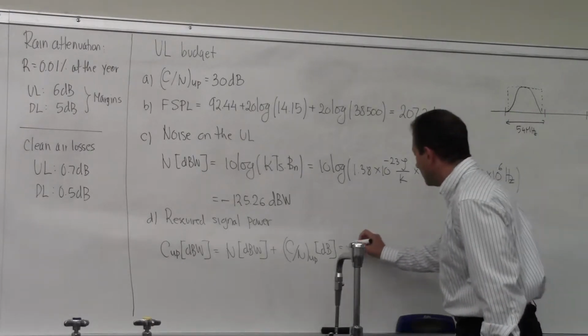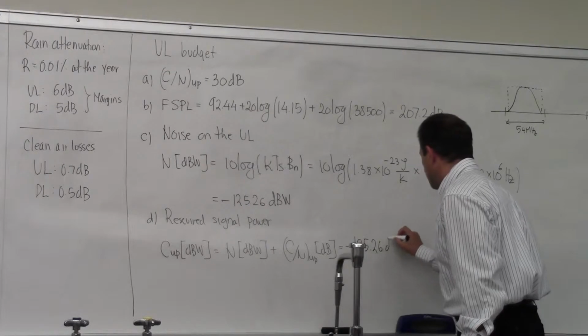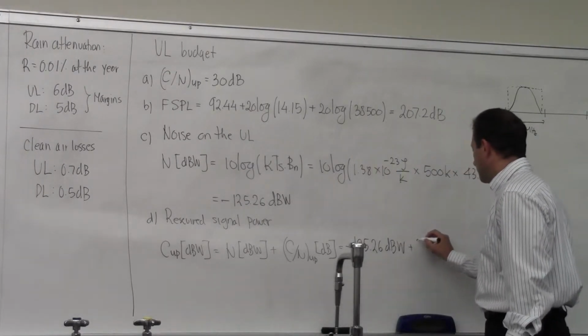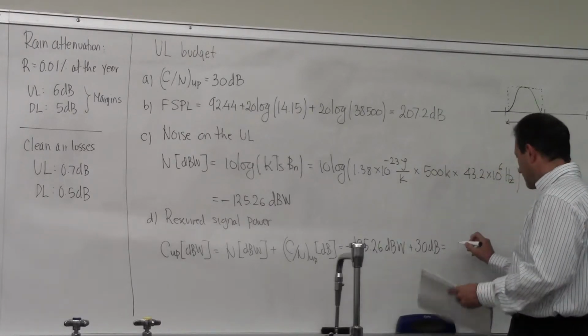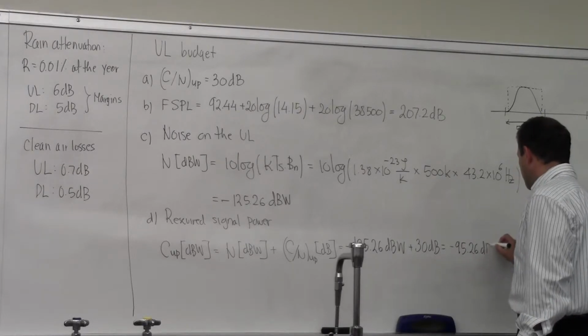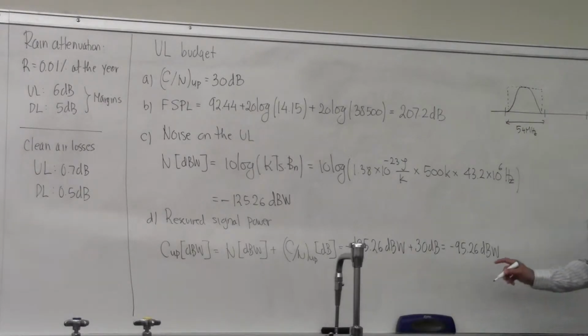So in this case, this becomes minus 125.26 dBW, plus your C/N requirement on the uplink of 30 dB, and this gives you minus 95.26 dBW. What is this value? This is the value that you need to provide to the input of the receiver. So this is after the antenna of your satellite.